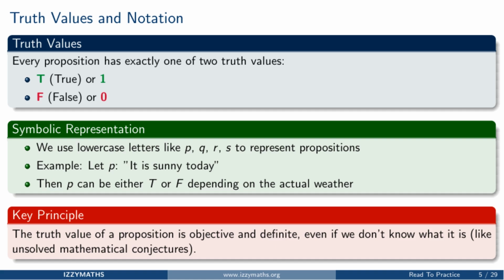Here's a key principle. The truth value of a proposition is objective and definite, even if we don't know what it is. Think of unsolved mathematical conjectures, they have definite truth values even though we haven't determined them yet.